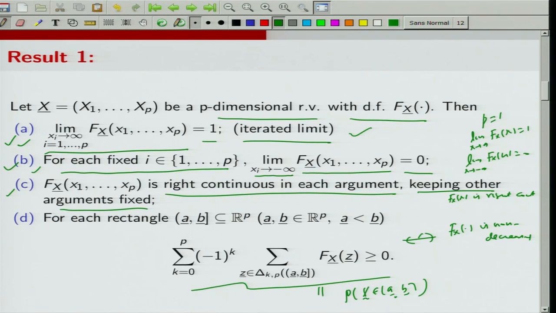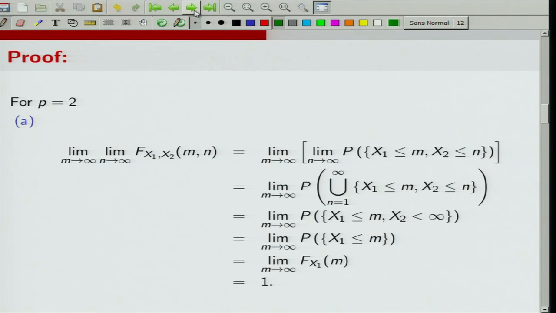The idea of the proof is the same as the one in the case of p equal to 1. So, let us consider the first part where I have to consider the iterated limit m going to infinity, n going to infinity, F_X(x1, x2)(m, n).